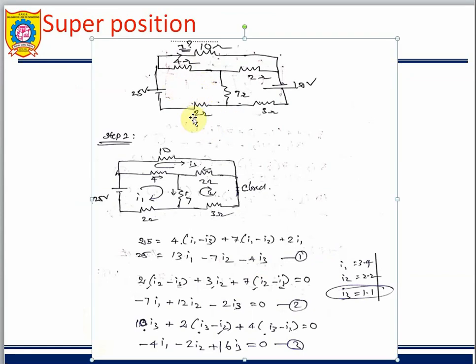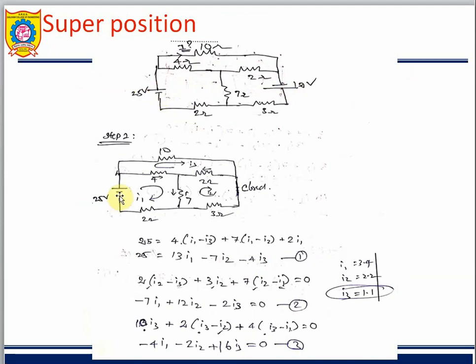So how many sources are present? 2 sources are present. What is step number 1? Only one source is present, source number 1. Source number 2 should be removed. If it is a voltage source, close it. If it is a current source, erase it. This is called voltage source. This is called current source.